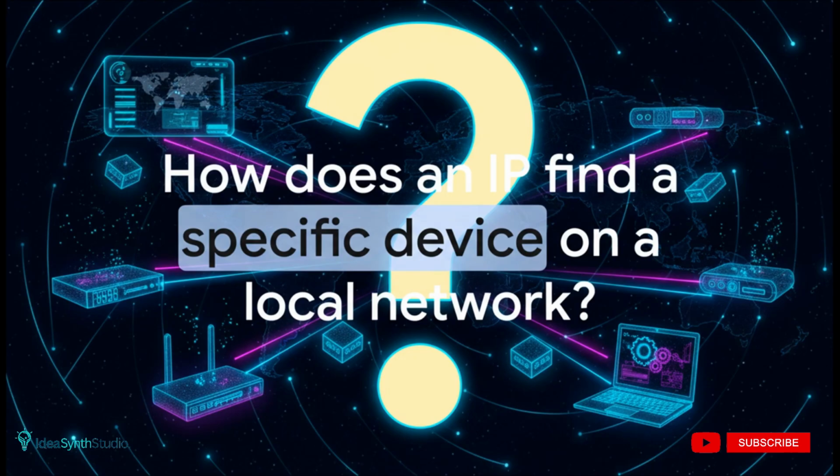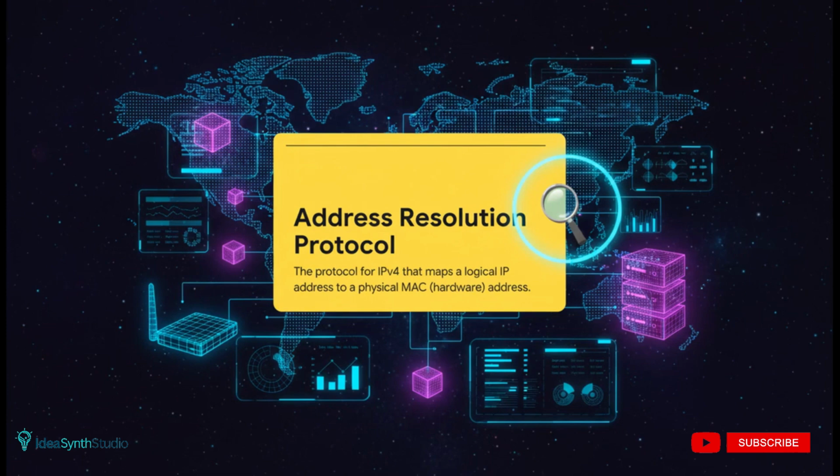See, IP addresses are logical. This last step needs a physical hardware address. For the world of IPv4, the answer is ARP, the Address Resolution Protocol. And it's so simple, it's brilliant. The router basically just yells out to every device on the local network, "Hey, who has this IP address?" The one device with that IP then replies, "Oh, that's me. Here's my physical MAC address," which is like its permanent, unique serial number. And just like that, the packet can be delivered right to it.